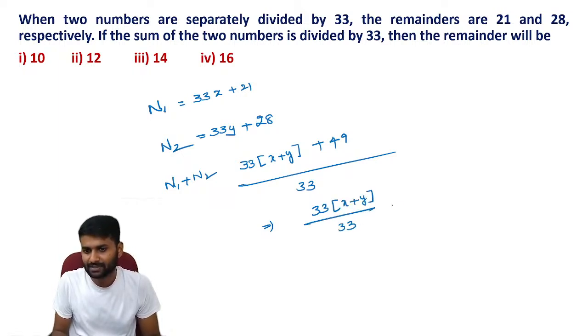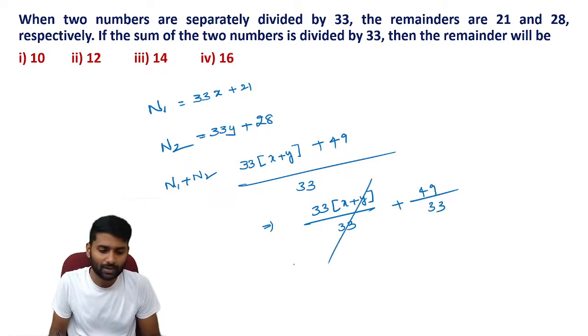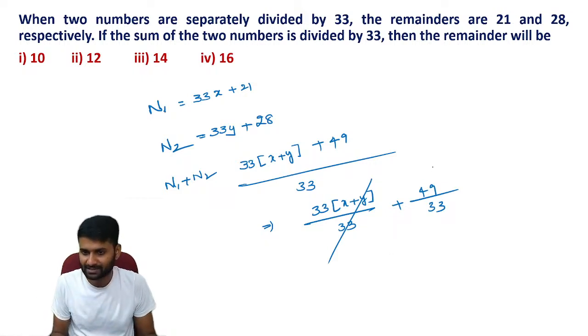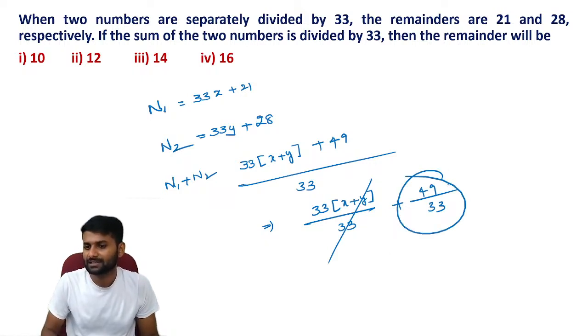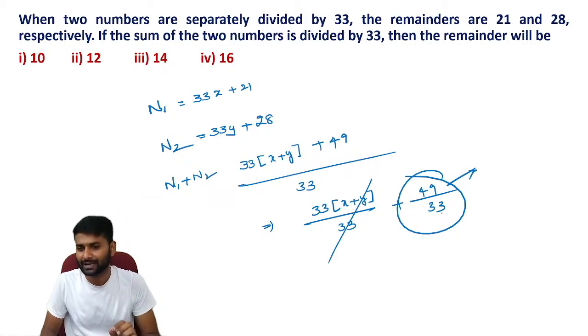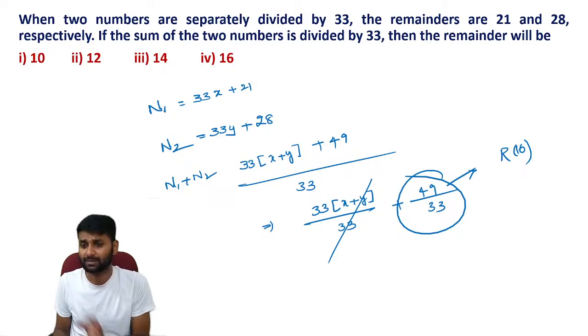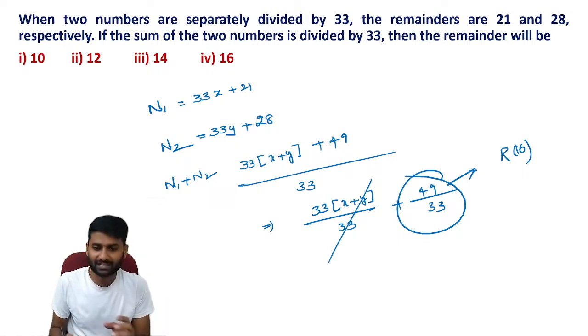You have to divide 33 times (x plus y) by 33, and 49 by 33. Here 33 into (x plus y) is exactly divisible by 33, so there is no remainder. Now you have to verify the case: what is the remainder when 49 is divided by 33? 33 into 1 is equal to 33. Here the quotient is 1 and the divisor is 33. The remainder is 49 minus 33, which is equal to 16. So here the answer is 16, guys.